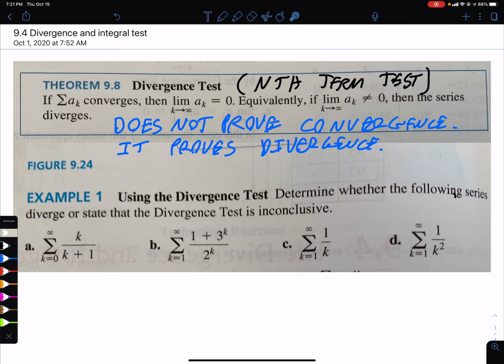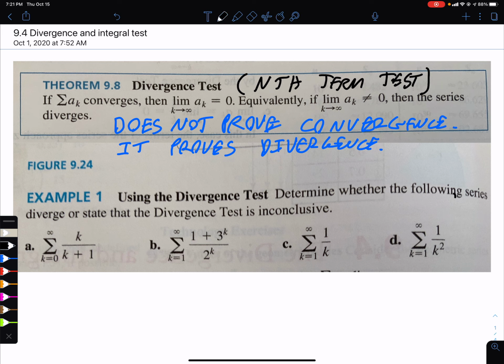Now, here's the equivalent statement. If the terms do not approach zero, then the series diverges. That's the one that you will use this for. If the terms do not approach zero, the series will diverge.